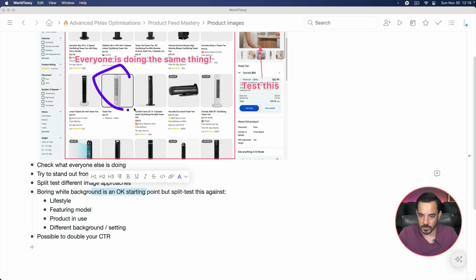Don't just assume that the plain white background is the best performer for you, because often it is not, and you need to test different styles of images to figure out which one is going to get you the best CTR. And this does have a measurably large impact on your overall performance within your Performance Max campaigns.